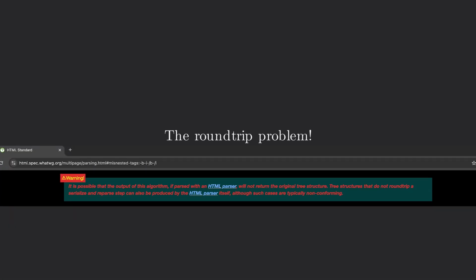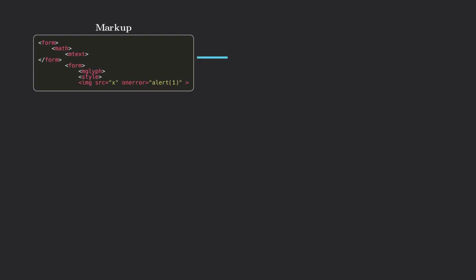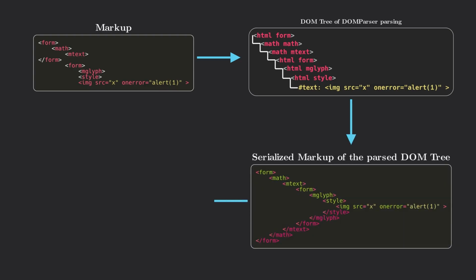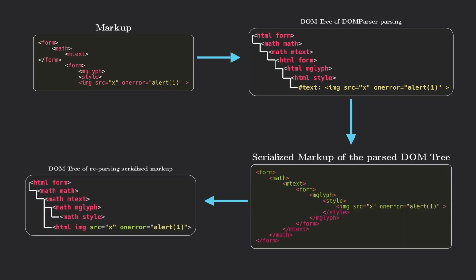The specification states that it is possible that the output of this algorithm, if parsed with an HTML parser, will not return the original tree structure. Tree structures do not round trip; a serialize and reparse step can also be produced by the HTML parser itself, although such cases are typically non-conforming. Unquote. Essentially, what this means is, if you parse an HTML document into a DOM tree, serialize it back to HTML, and then reparse it, you might not get the same DOM tree. The structure can change between parses.